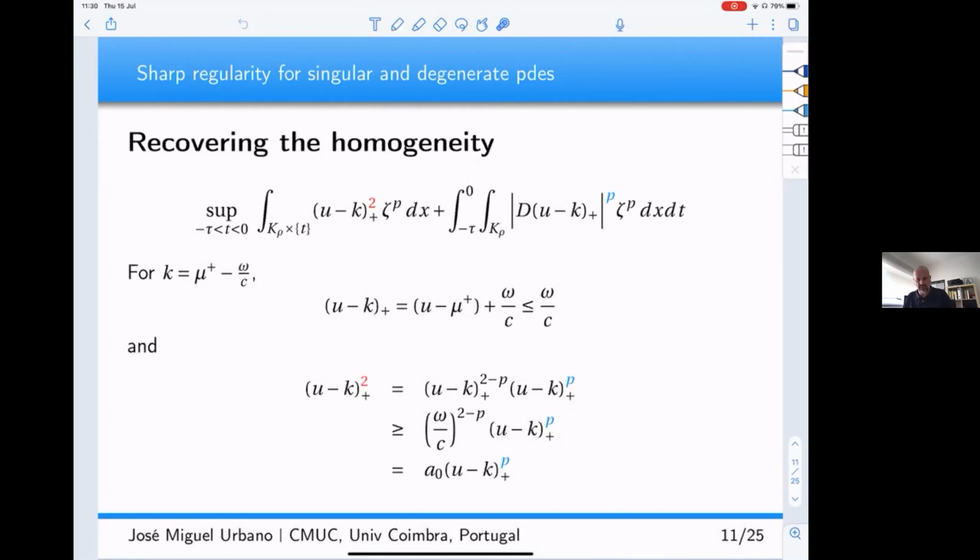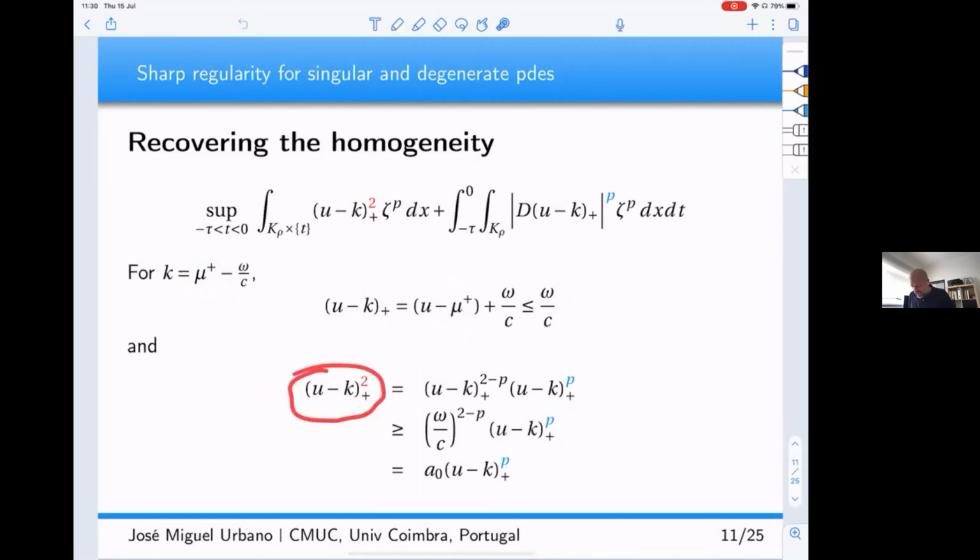Okay, if we do that, you'll see that (u − k)_+ is either 0, or when it's not 0, it's just u − k. And u − k is u minus this guy plus omega divided by c. And of course, since u is less or equal than its supremum, this is less or equal than 0. And all this is less or equal than omega divided by c.